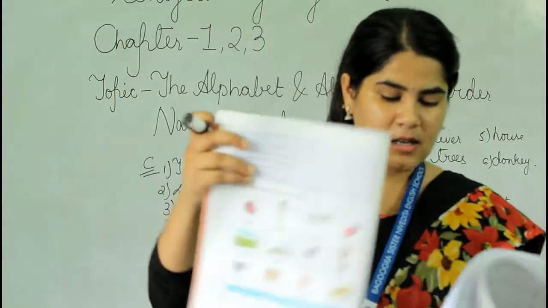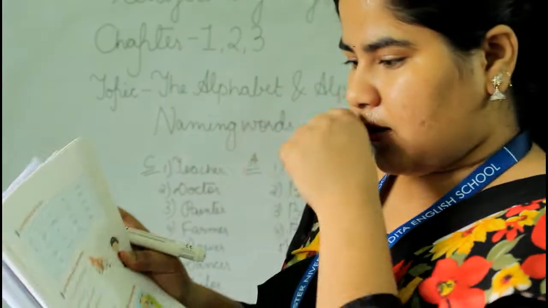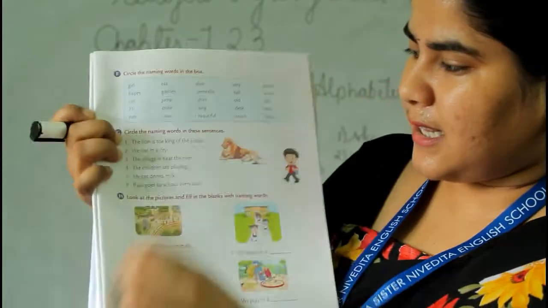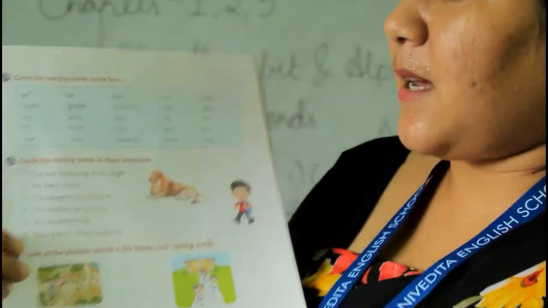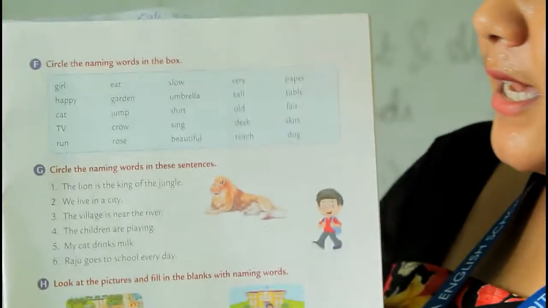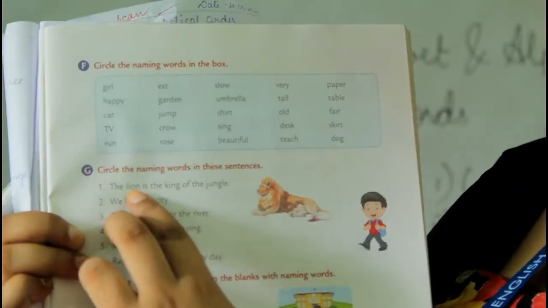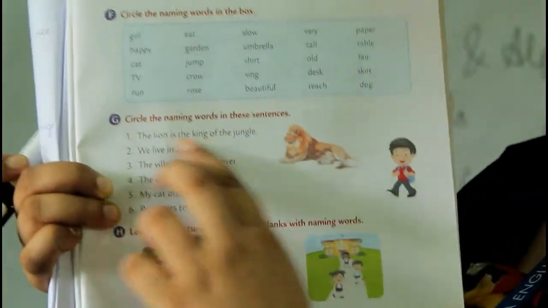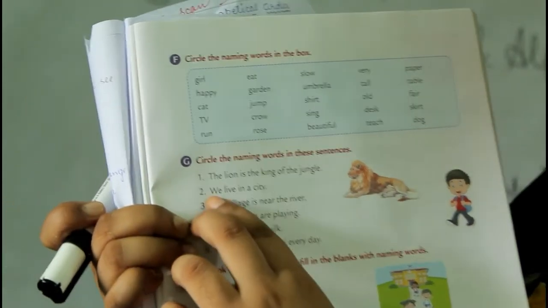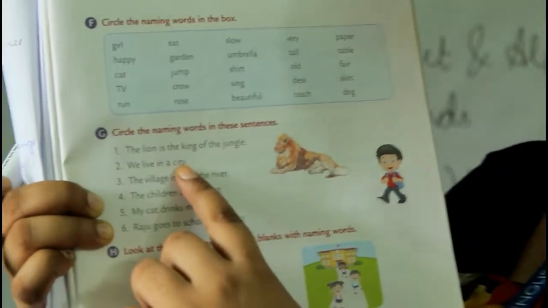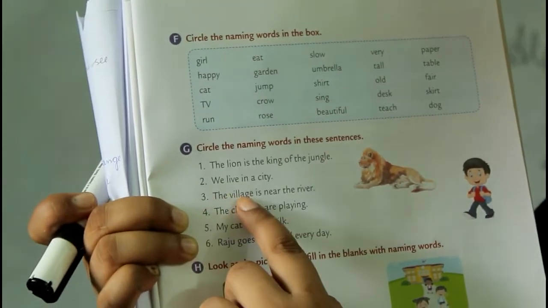Now, circle the naming words in this sentence. So you have to circle the naming words in this sentence. Suppose, for an example, the lion is the king of the jungle. The lion is the king of the jungle. Lion is a naming word. King is a naming word. Jungle. We live in a city. City is a naming word. Okay, circle it. Village.